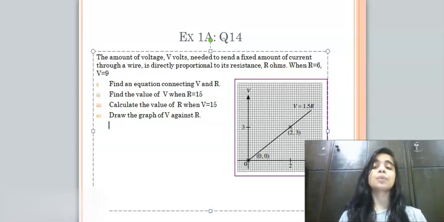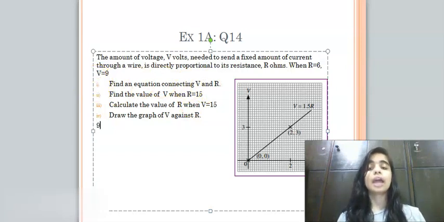So for the first part, we need to find an equation which connects V and R. Very simple, we will take out the value of K. How will we find the value of K? We will do V upon R. So the value of V is 9, and the value of R is 6. So 9 upon 6 will give me 1.5. So my value of K will be 1.5. Now we will write the equation easily, that is V is equal to 1.5 R. Alright, got it?